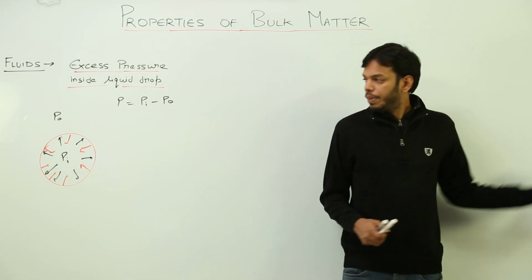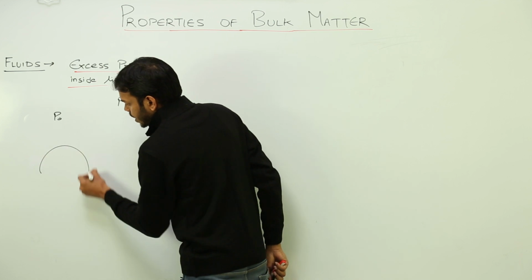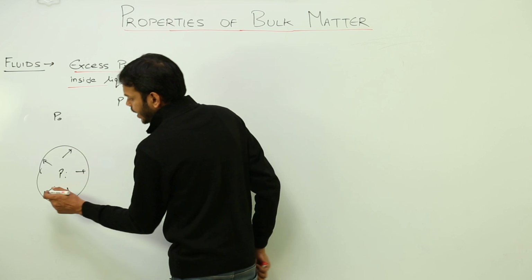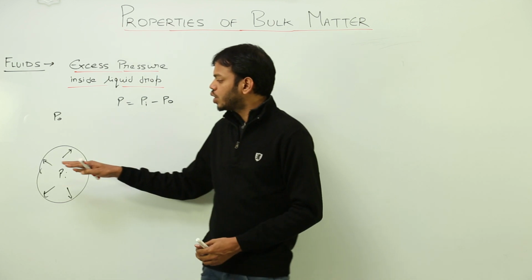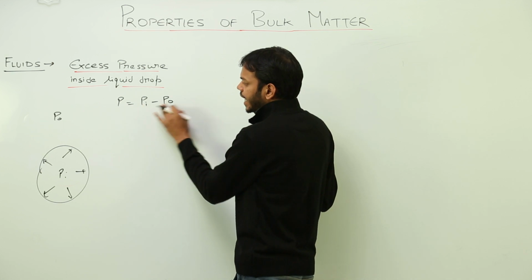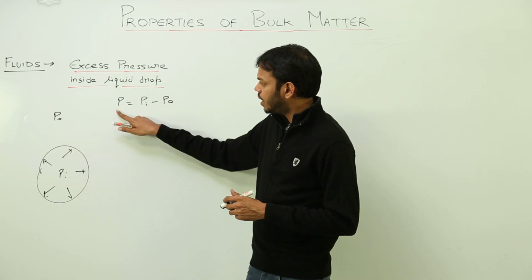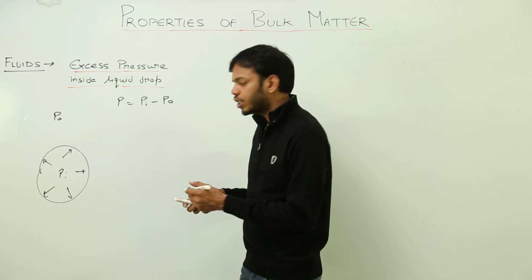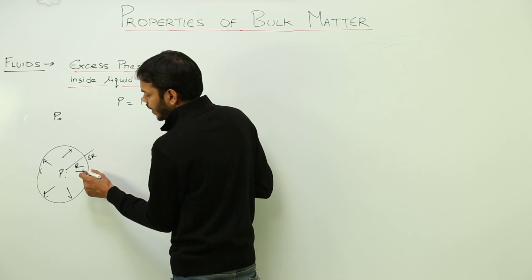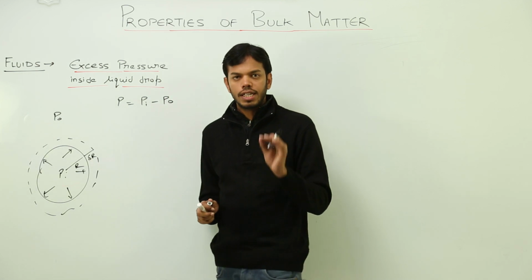So I'll draw this diagram again, because we have to deal with the inside pressure. This is the liquid drop model and this is the inside pressure. Due to this pressure, a counter force is acting which is balancing the force of surface tension. This excess pressure is P, which is P inside minus P outside. Let's say due to this excess pressure, there is an increase in the radius of the liquid drop. The radius, which is R right now, gets increased to R plus delta R, where delta R is very small. So the new liquid drop is like this, radius increased by a very small amount.